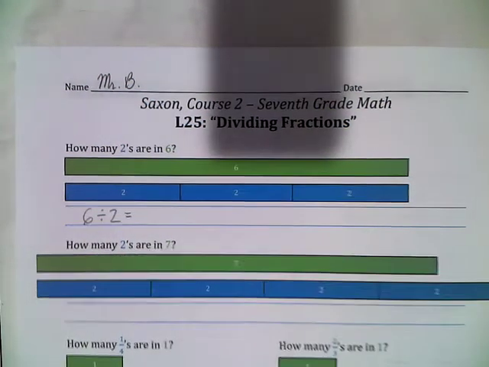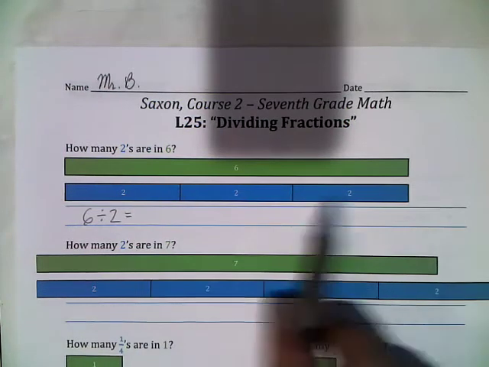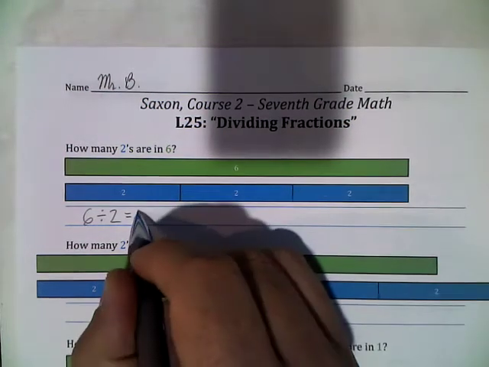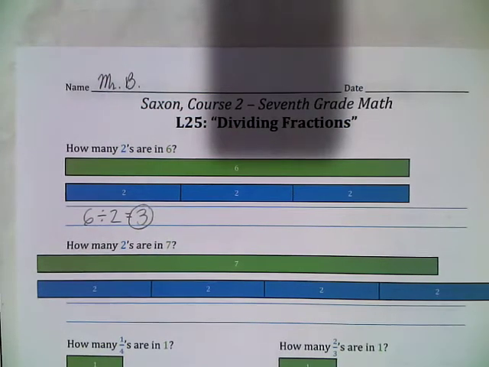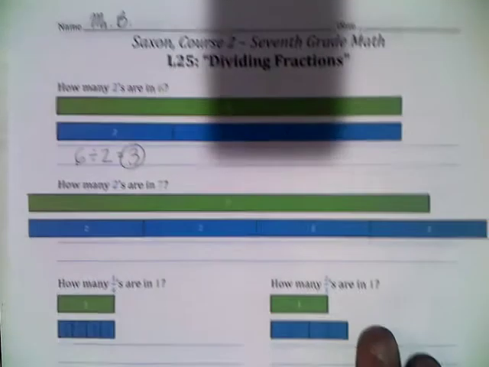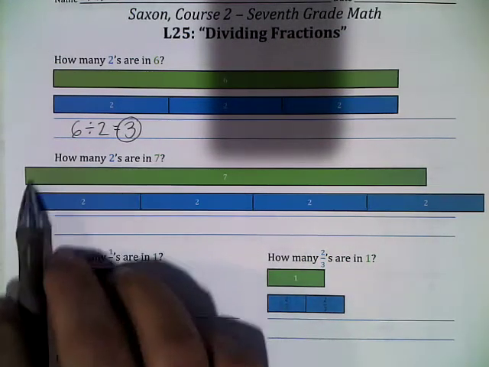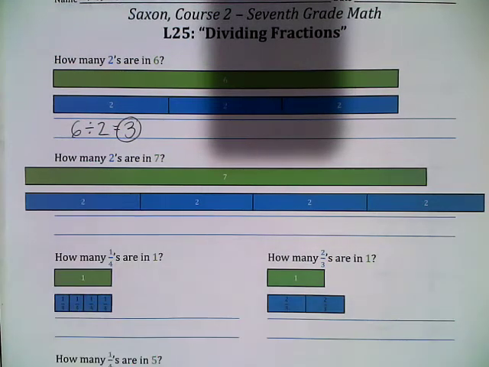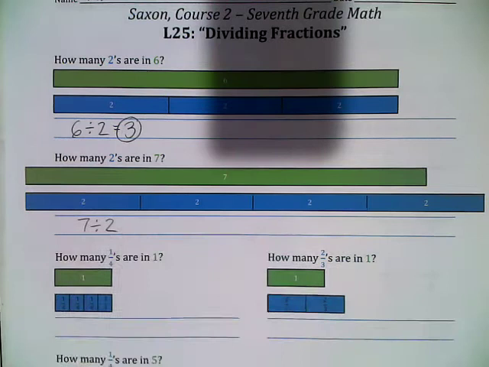So how many 2-inch boxes would this be? Well, you can see from the diagram 1, 2, 3 of these boxes is the full 6. Down here, we're asking now how many 2's are in 7. So this big long green box is now 7 long. So we're asking 7 divided by 2.